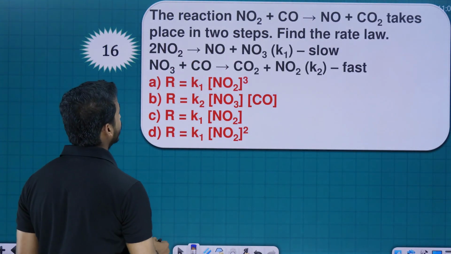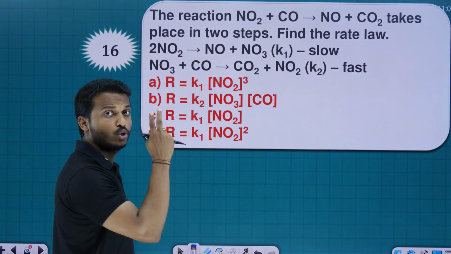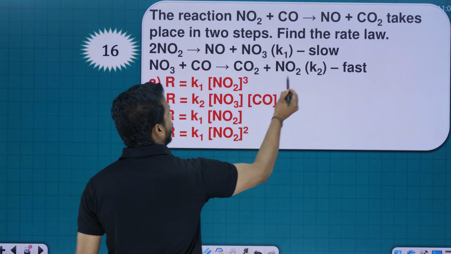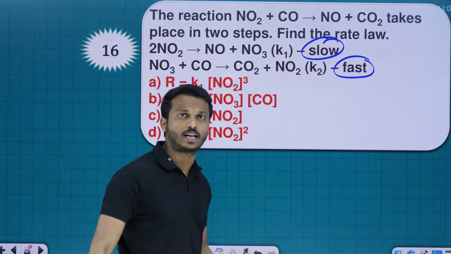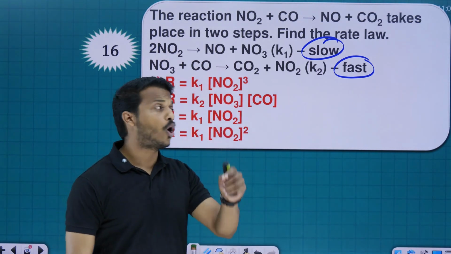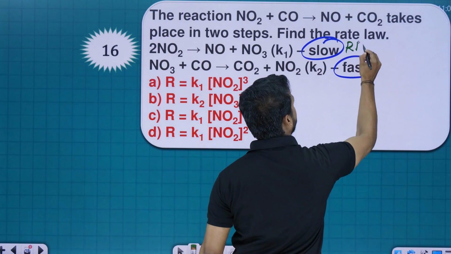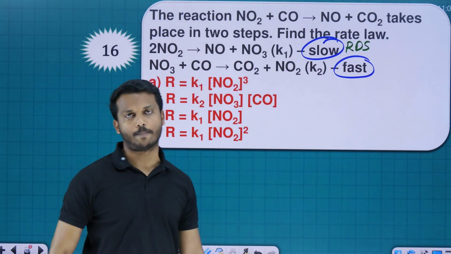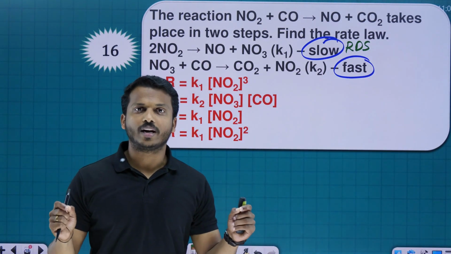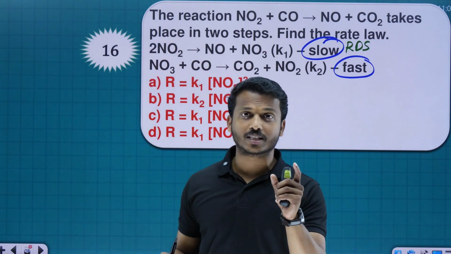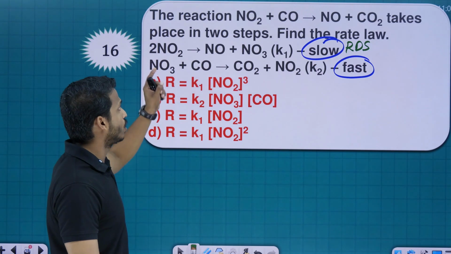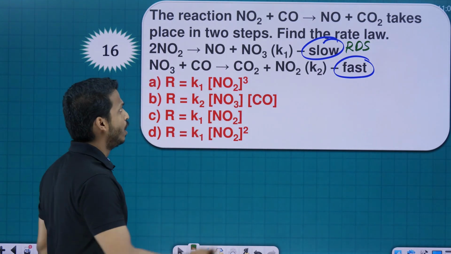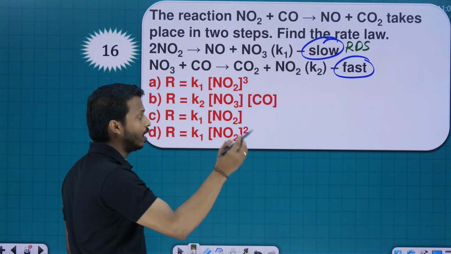Next one, a reaction takes place in 2 steps, all right. The first step is a slow step, the second step is a fast step. What information are you getting from slow and fast? The slow step is known as RDS, the rate determining step. The rate of a reaction is given not by the fast step, but by the slow step. So this is the slow step we have, and there is no need to bother about the fast step. The slow step will give you the rate.